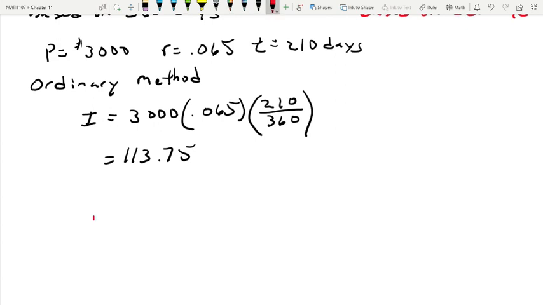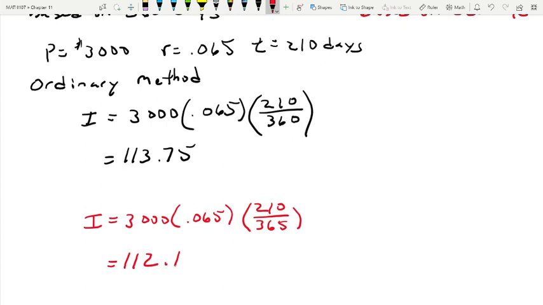Now let's look at the same calculation, this time using the exact method. Now I is going to be 3,000 times 0.065 times 210 over 365. And this gives us 112.19, so slightly less.